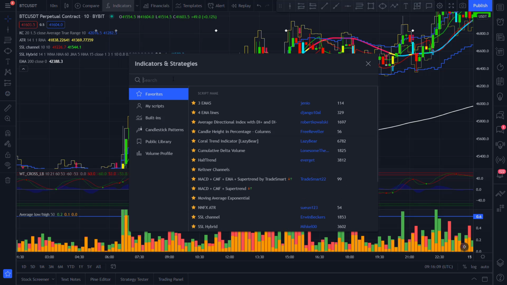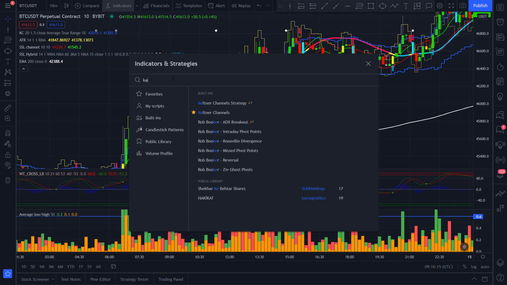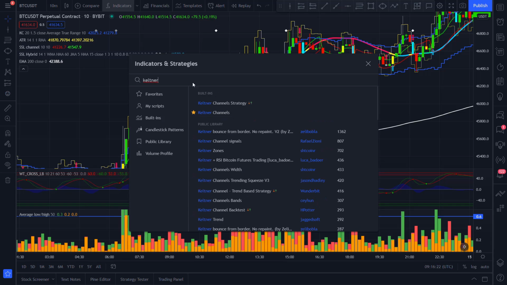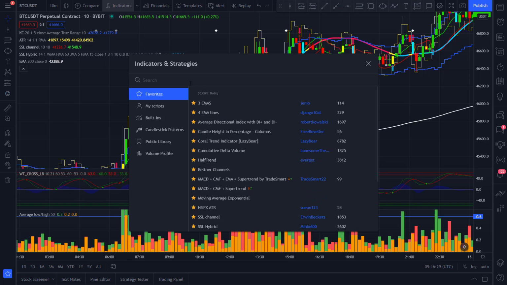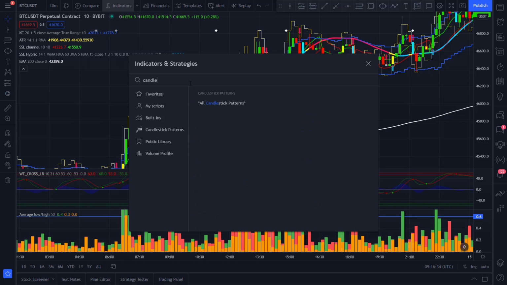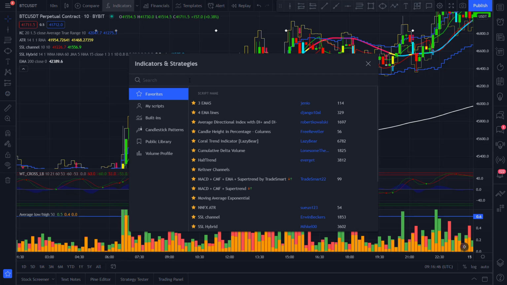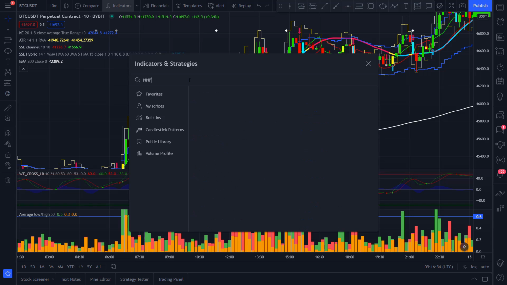After that, we are going to use 2 volatility/big candle filters. The first one is going to be the Keltner channel. It's going to be this one. And the second one is going to be a pretty specific indicator. I never used it before. It's called the candle height in percentage. It's going to be this one. And the last indicator is going to be our stop loss and take profit indicator, and it's going to be the NNFX ATR. It's going to be this one. So just click on it and we are all set.